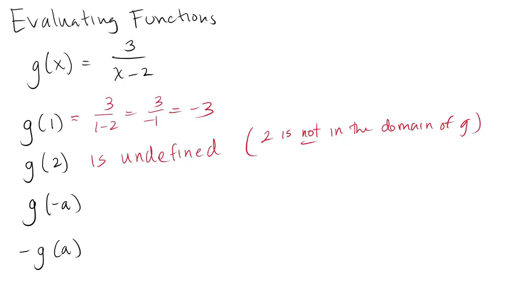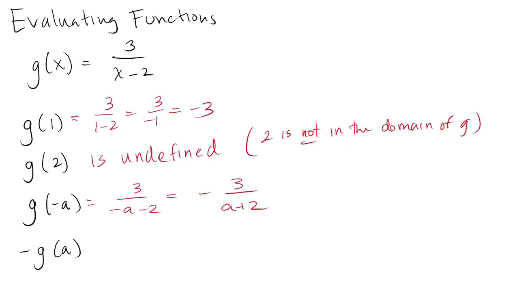These last two examples are just to distinguish between different notations. G of the opposite of a means replace the input x with the opposite of a. So instead of 3 over x minus 2, we get 3 over the opposite of a minus 2. And I guess this can be simplified. We can factor a negative 1 out of the denominator and rewrite this as the negation of the fraction 3 over a plus 2.